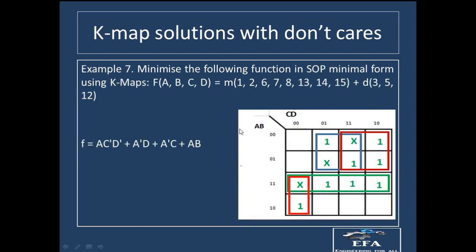Okay, so in this case the question is that you have to minimize the following function in SOP minimal form with the use of the K-map, right? So the expression is given to you. We are having A, B, C, and D, four variables, so therefore we need 16 cells in a K-map. These are the min terms and this is the don't care. We have to put these ones and crosses, right? And then we have to make the groups, and after making the groups you can see we're having 1, 2, 3, and 4 groups, right? Out of these 4 groups, this will be our final output. Again you can make the circuit from this final output.